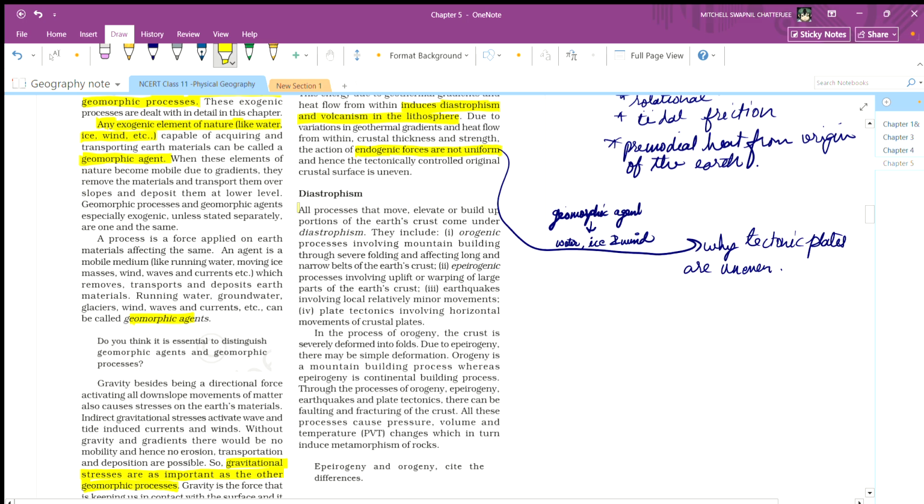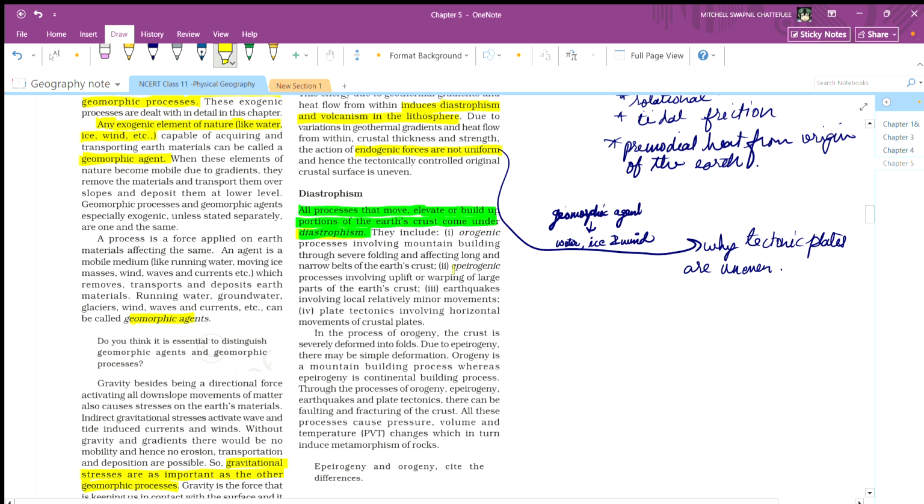Diastrophism. All the processes that move, elevate, or build up portions of Earth crust come under diastrophism. They include orogenic processes involving mountain building. So orogenic processes are mountain building through severe folding, affecting long and narrow belts of the earth crust.